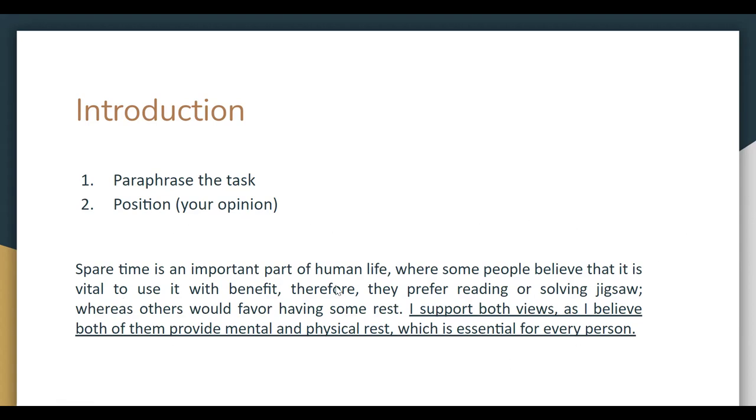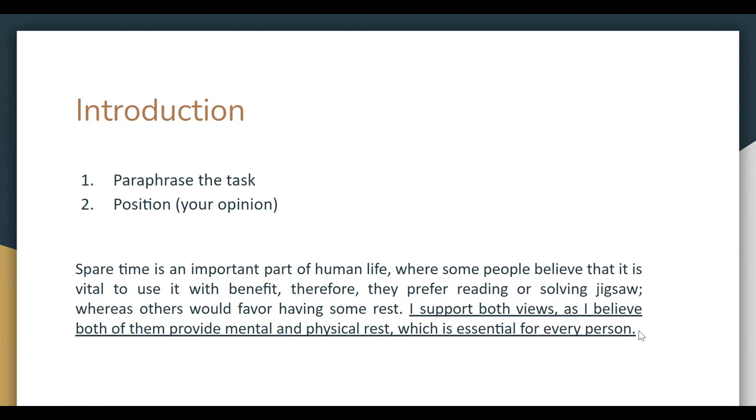Overall, that's the introduction. Let me read one more time. Spare time is an important part of human life, where some people believe that it's vital to use it with benefit, therefore they prefer reading or solving jigsaw, where others would favor having some rest. I support both views, as I believe both of them provide mental and physical rest, which is essential for every person.